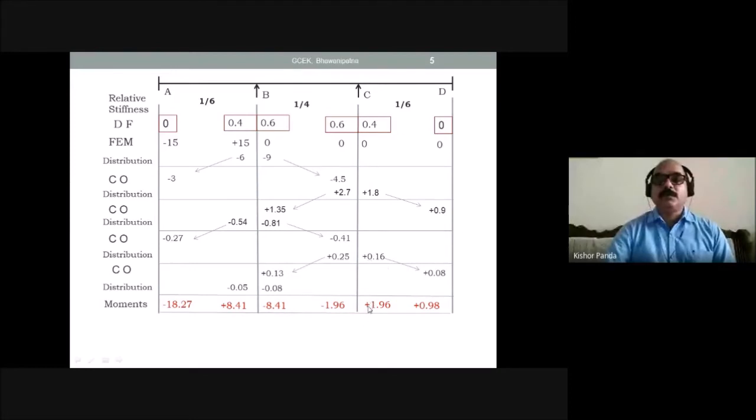So this is equal to plus 1.96. Here also you see the total moment is equal to 0 at joint C. And here, this one is plus 0.98. So these are the moments you got in the non-sway analysis.